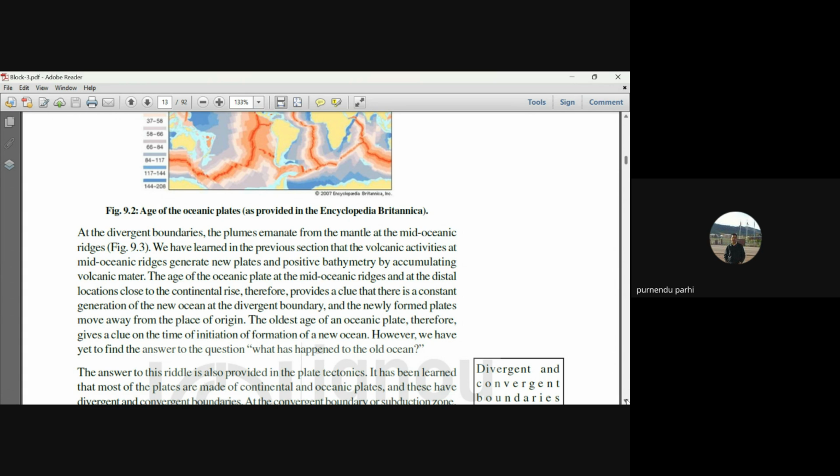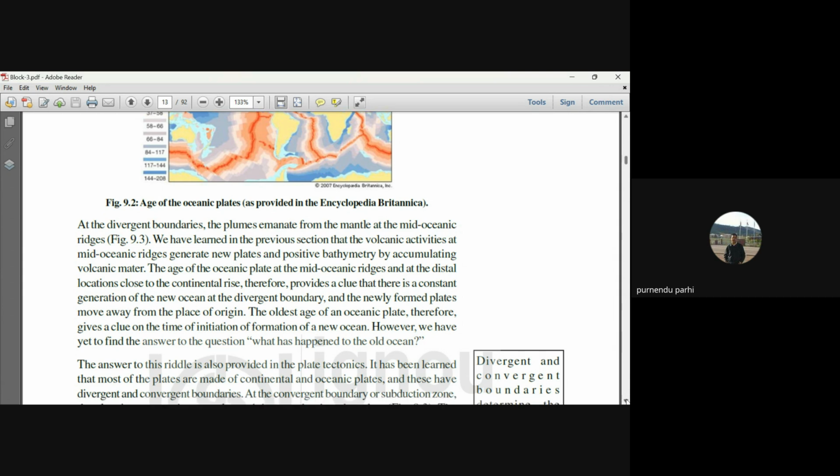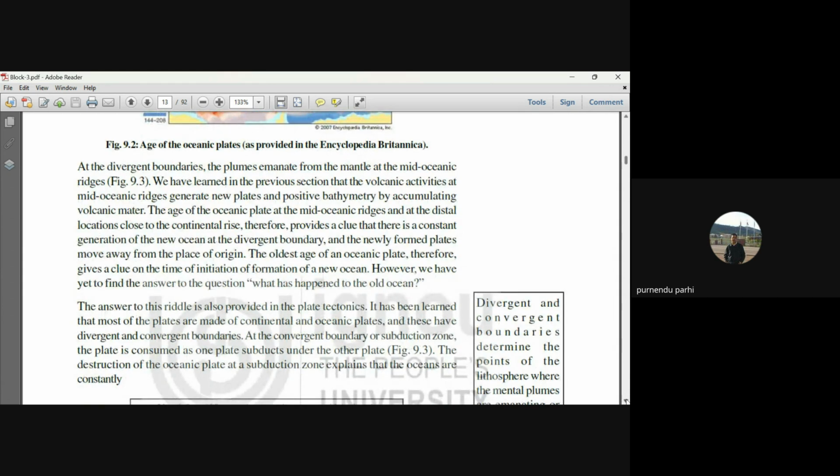The edge of the oceanic plate at the mid-oceanic ridges and at the distal location close to the continental rise therefore provide a clue that there is a constant generation of new ocean at the divergent boundary and the newly formed plates move away from the place of origin. The oldest edge of the oceanic plate therefore gives a clue on the time of initiation of formation of the new ocean. However, we have yet to find the answer to the question what has happened to the old ocean.